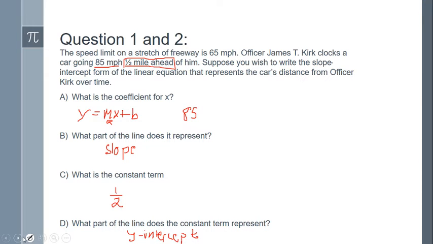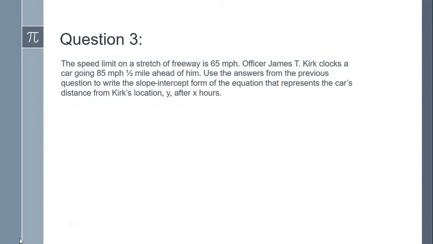All right, so those are questions 1 and 2. Question 3 then just asks us to write the equation of that line in slope-intercept form. We know that y is equal to mx plus b. The slope of this line is equal to the speed of the vehicle, which is 85. And the y-intercept is the initial starting value of that vehicle. Since it's 1/2 mile ahead of Officer Kirk, that starting point is 1/2.